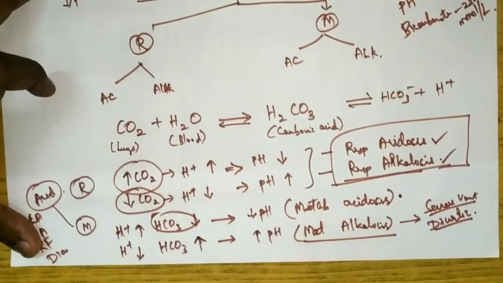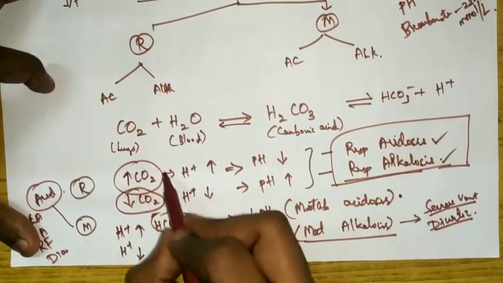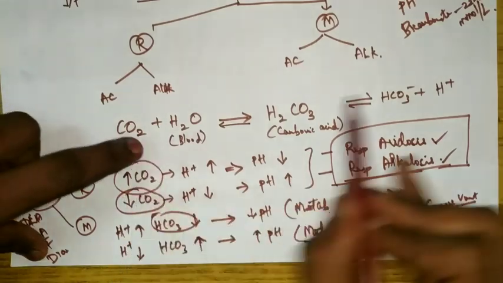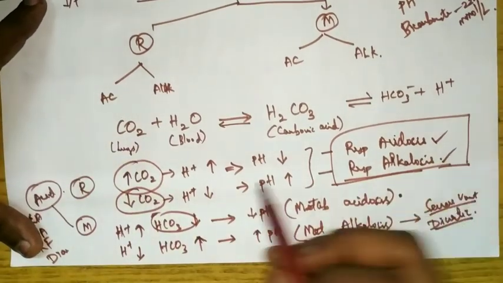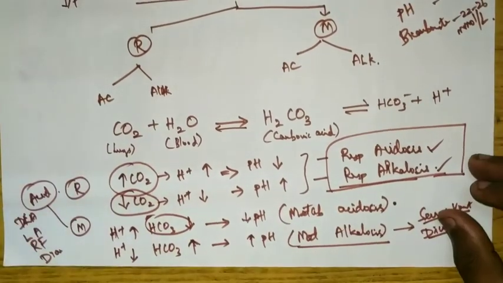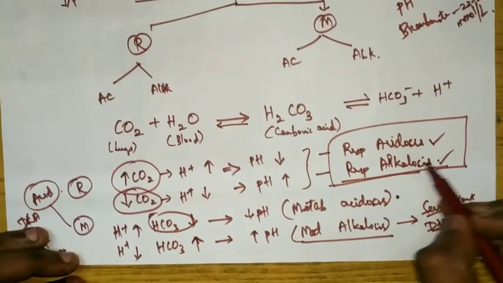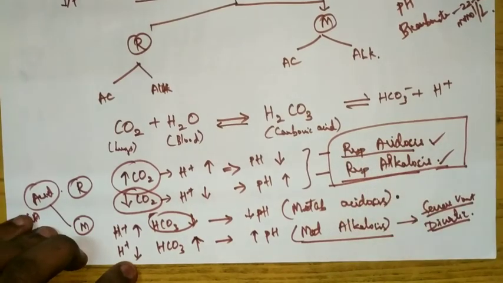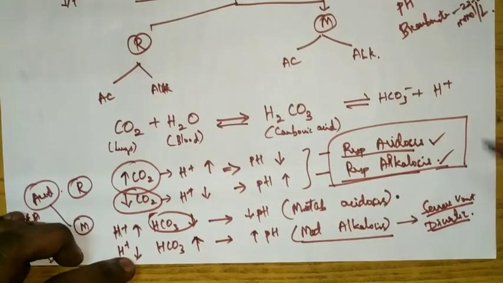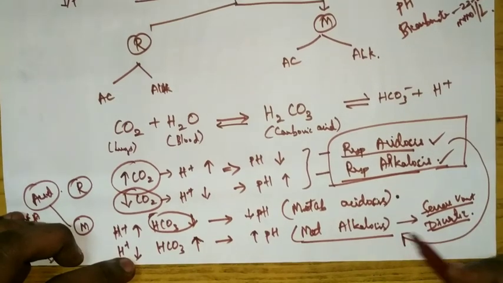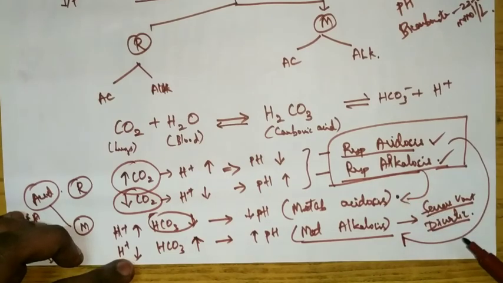So when he is hypoventilating, you increase the amount of carbon dioxide in the lungs so that the H plus will increase. So it leads to respiratory acidosis. And also there are compensating mechanisms. Whenever there is a respiratory acidosis happening, the body compensates it by doing a metabolic alkalosis. And whenever there is a respiratory alkalosis, it does a metabolic acidosis.